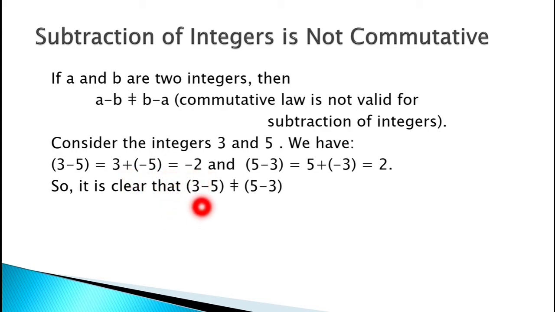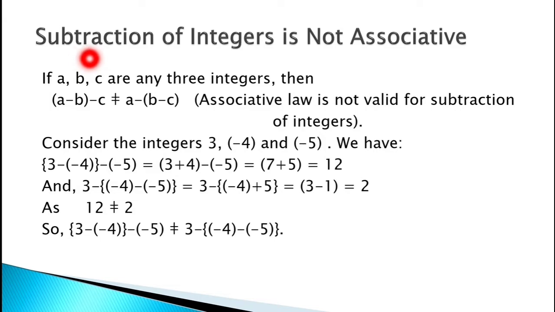So it is clear that a minus b, that is 3 minus 5, is not equal to b minus a, that is 5 minus 3. Hence we can say that the commutative law is not followed for subtraction of integers. Again, subtraction of integers is not associative.